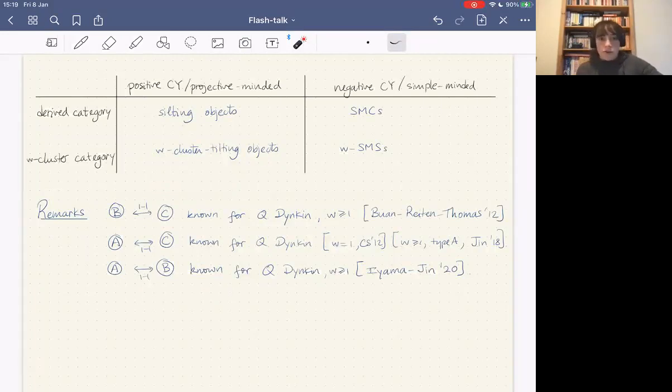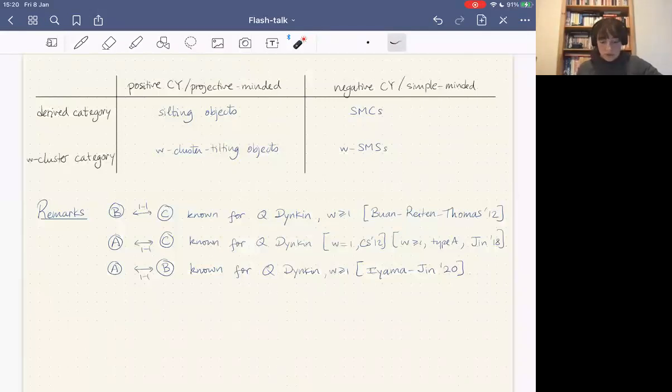So what I want you to get out of this talk is that there is some nice cluster tilting theory happening also in the negative Calabi-Yau world. So we have this nice dichotomy that this theorem illustrates. So this theorem is on this side. In the negative Calabi-Yau side, we look at simple-minded objects. And in the positive Calabi-Yau side, we are used to considering projective-minded objects. So on one hand, we have derived category silting objects, and we know that there's a relationship between this and the W cluster tilting objects in the W cluster category. Okay, so this theorem is saying that there's a nice analog of this on the negative side between simple-minded collections and simple-minded systems.